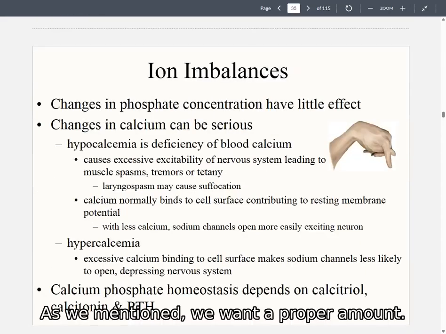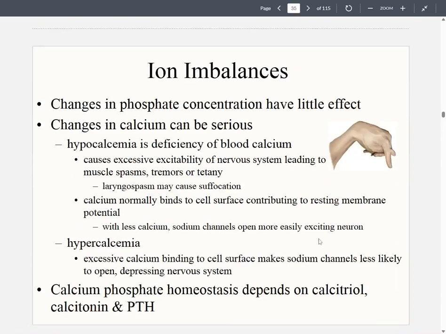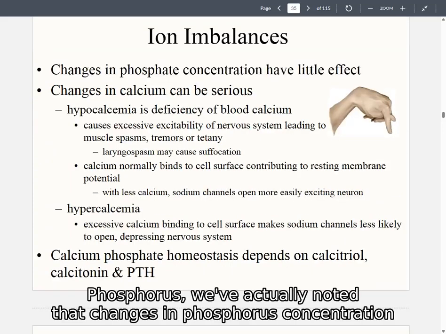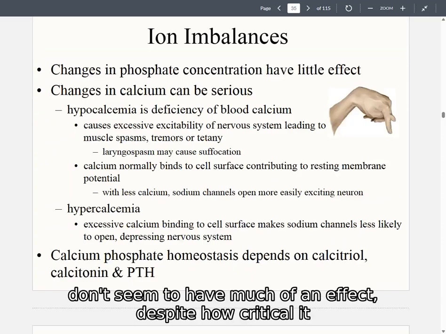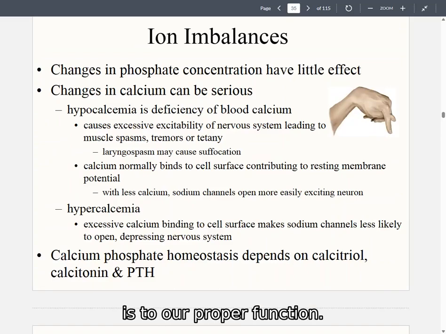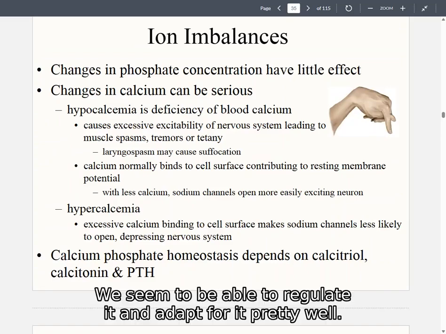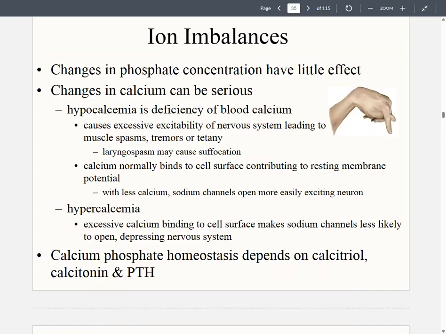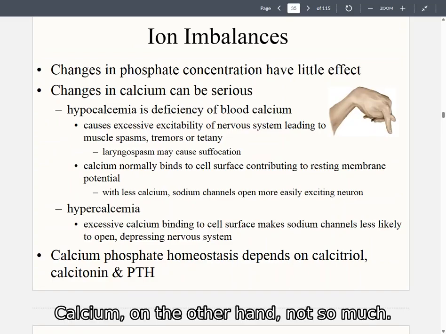As we mentioned, we want a proper amount. Phosphorus, we've actually noted that changes in phosphorus concentration don't seem to have much of an effect despite how critical it is to our proper function. We seem to be able to regulate it and adapt for it pretty well. Calcium, on the other hand, not so much.